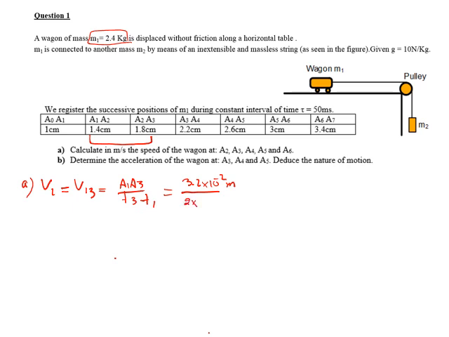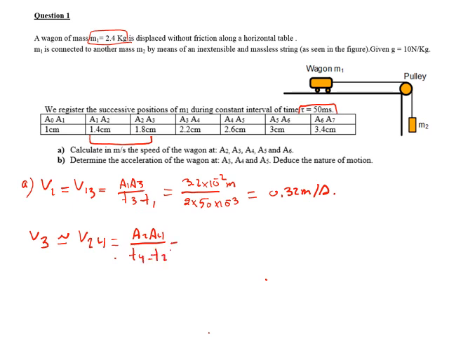2 times tau is 50 millisecond. Converting 50 millisecond into second, times 10 power minus 3, it equals 0.32 meter per second. Now V3, it is V24, equal to A2A4 over T4 minus T2, equal to A2A4, the distance from A2 to A4.